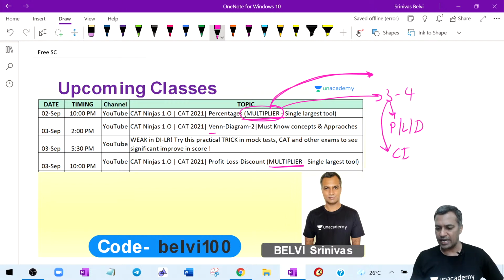And yes, we'll continue Venn-Diagram tomorrow at 2ish in the afternoon. Again, we'll continue there, and you will see the beautiful applications coming up as we progress.